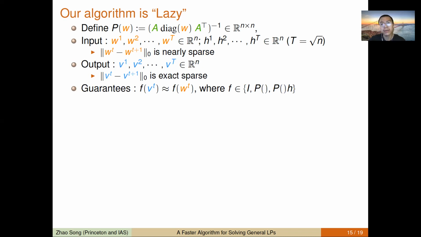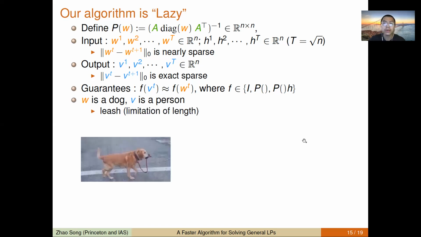The function f can be many things, for example, the identity function, the P function, and also P times H. Here is a concrete example. Think of you have a dog, say W is your dog location, and V is your human location. Usually when a human is walking a dog, you need to use a leash, and the leash has some limitation of length. You cannot hope every dog can leash themselves.